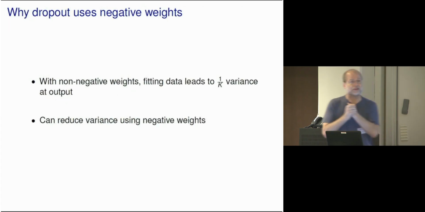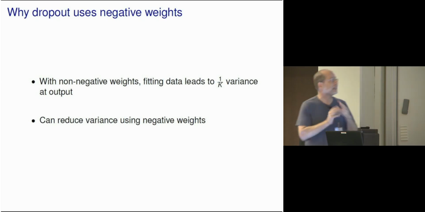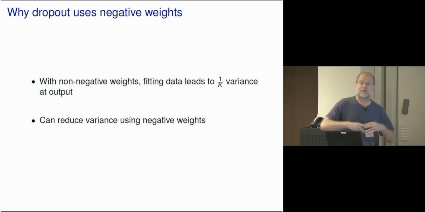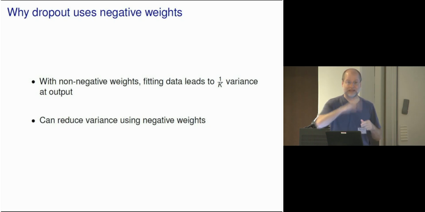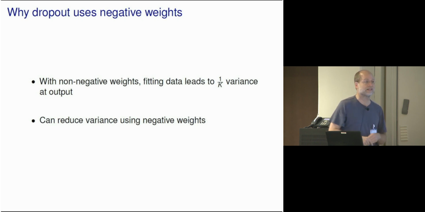So why is this true? Well, if you have all non-negative weights, then if you fit the data, you have to have a lot of variance in the output. The reason is you're going to have a lot of variance in the input because of the effect of dropout on the inputs. And then the fact that you have all non-negative weights means that the variance that you have in the inputs gets carried to the output. But if you have some negative weights, you can reduce the variance at the first hidden layer, effectively answering the question, do I have any ones at all on the input?